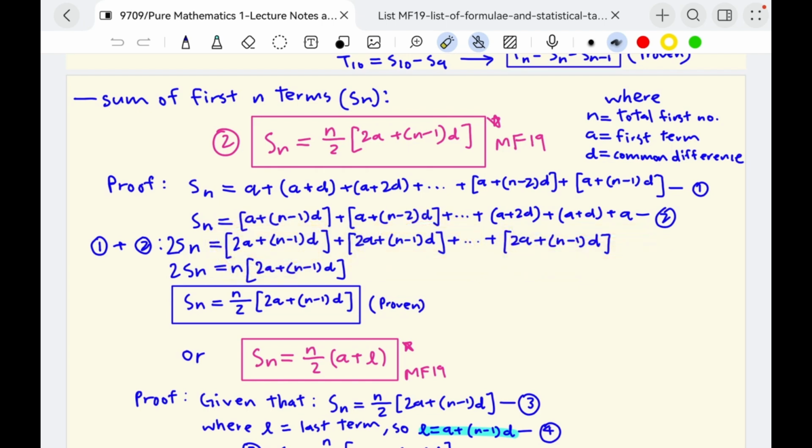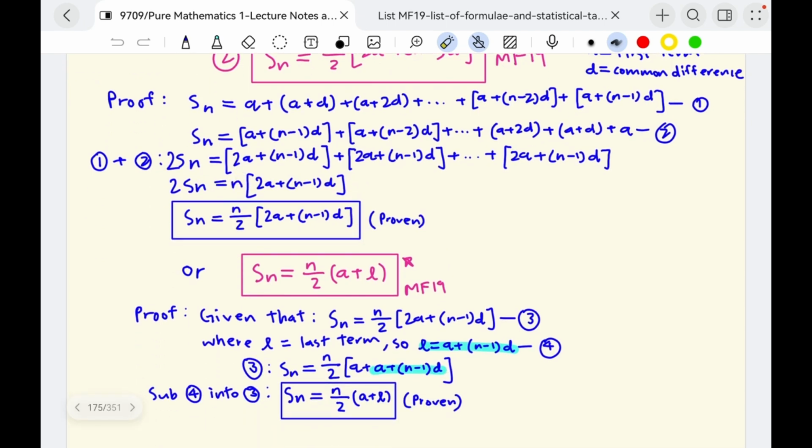Okay, which means that you have n times of the 2a plus (n minus 1)d to get twice of the Sn. But we are only looking for the Sn, right? So divide 2 at both sides to get this formula. So therefore proven.